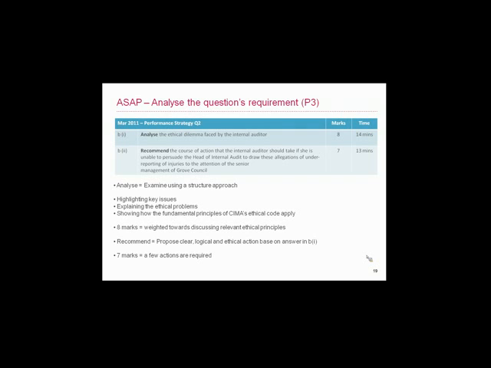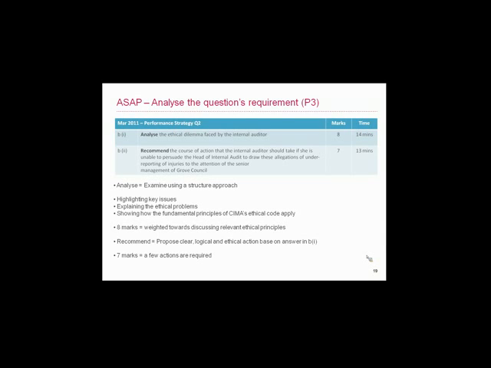There are 8 marks, more than the 5 marks here, and most of the marks will be weighted toward discussing the relevant ethical principles. Recommend means propose clear, logical, and ethical action based on your answer in B1. Again, looking at the marks, it's 7 marks here, so that means a few actions are required.